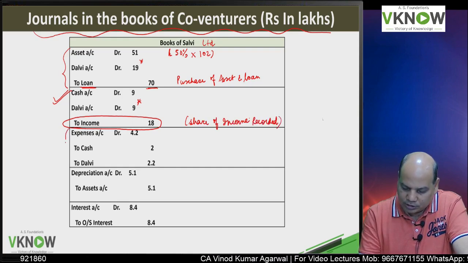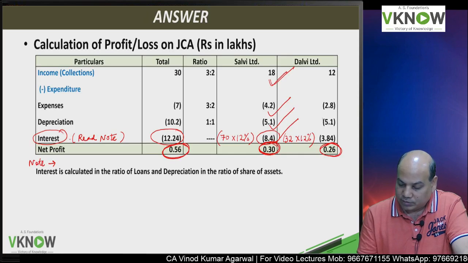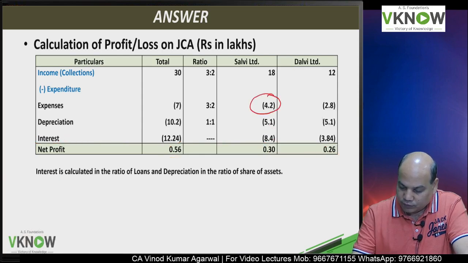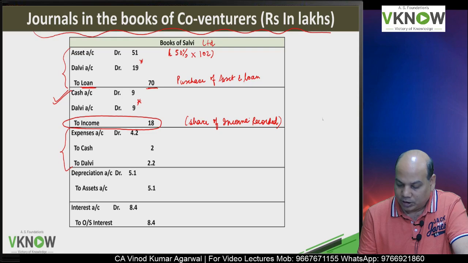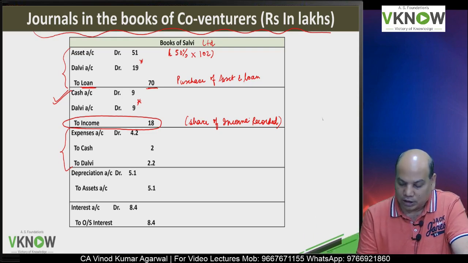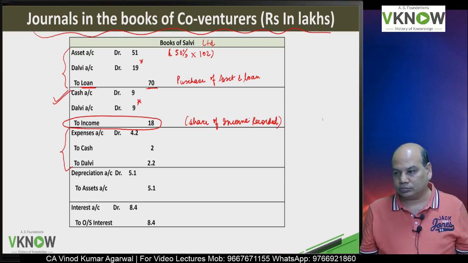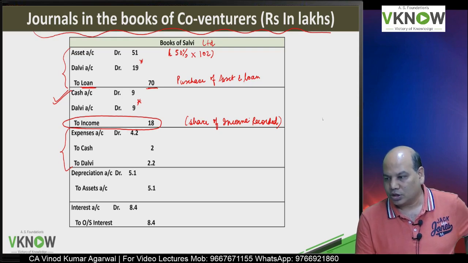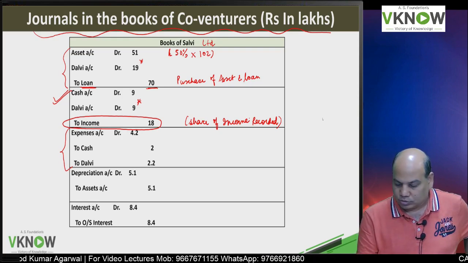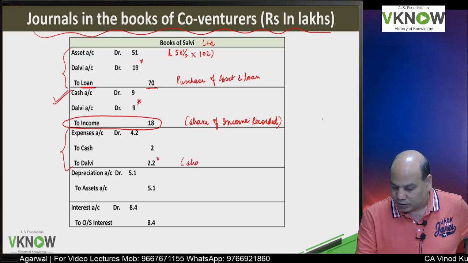Then similarly, share of expense. You can look at the above table. Share of expense is 4.2. So we are going to record 4.2, but we have paid only 2. So the remaining amount will be credited to Dalvi. Expense account debit 4.2, to cash account 2, to Dalvi 2.2 balancing figure. Share of expense recorded.